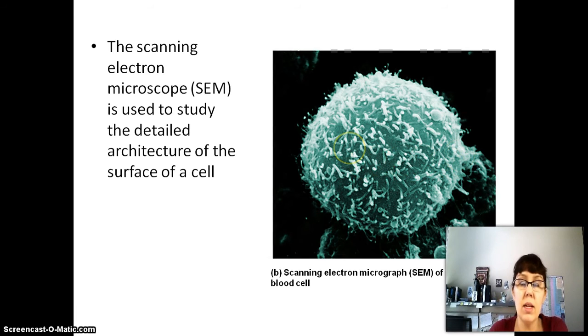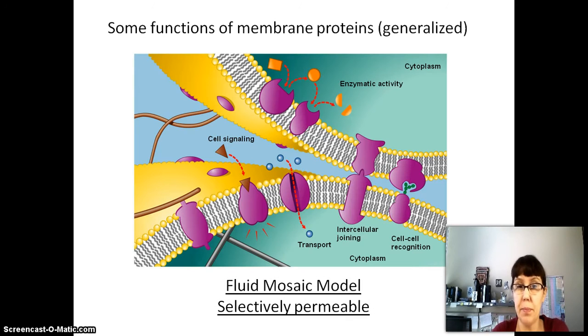One thing that's interesting is when you look at the surface of a cell, it's generally not smooth. It has all sorts of structures sticking out from it. This is a picture of a white blood cell in your blood, and all of those little projections are actually proteins that are involved in your immune system.